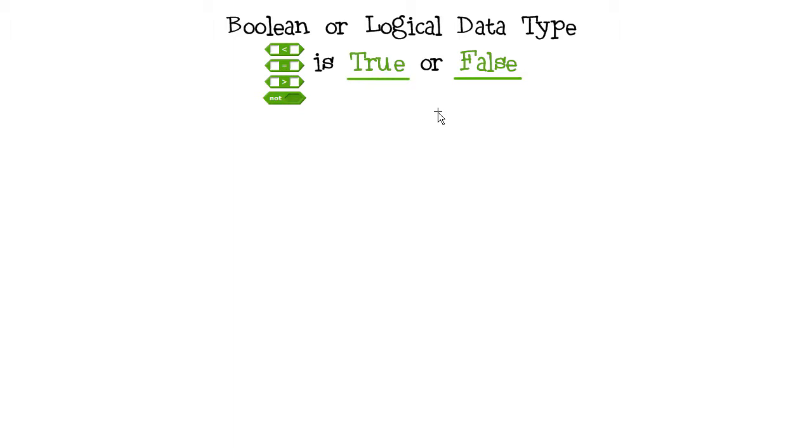Boolean or logical data types have two values, true or false. A number is less than another number is either true or false. And that's true for equal, greater than, and not. Not true is false, and not false is true. 10 less than 100 is true, 10 greater than 100 is false. 10 equal 100 is false.